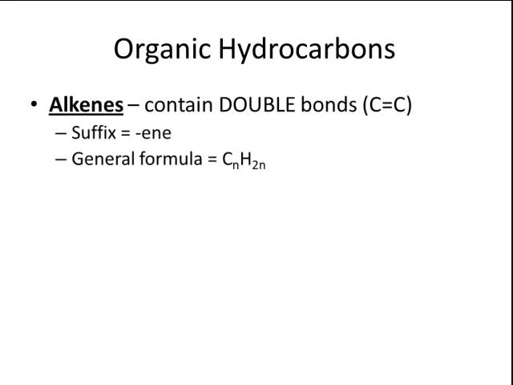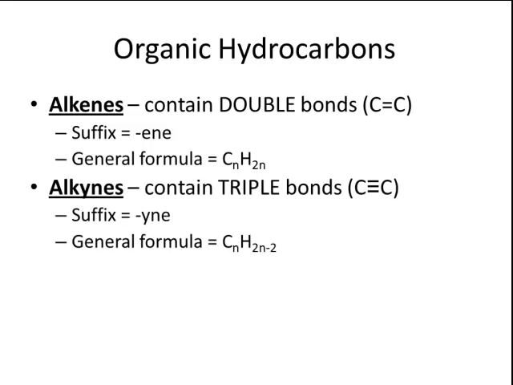An alkene is another kind of hydrocarbon that contains double bonds. These compounds will end with -ene and will have the general formula where there are twice as many hydrogens as there are carbons. The last basic kind of hydrocarbon is called an alkyne. An alkyne contains triple bonds. The suffix is -yne and has a general formula where the number of hydrogens is 2 less than double the number of carbons.